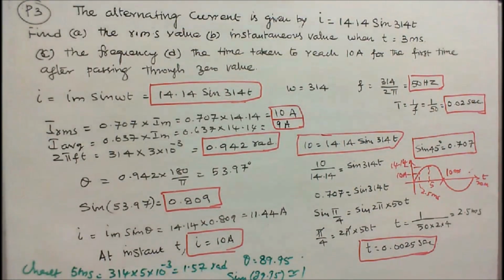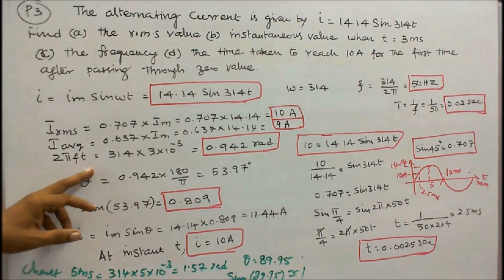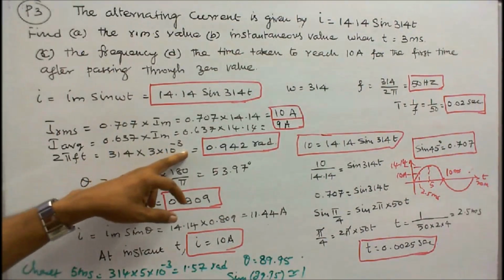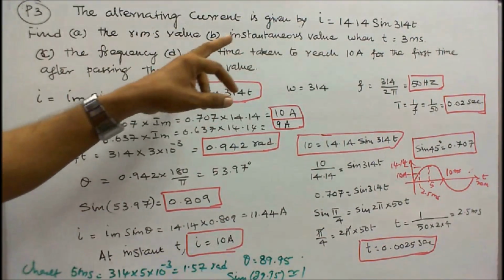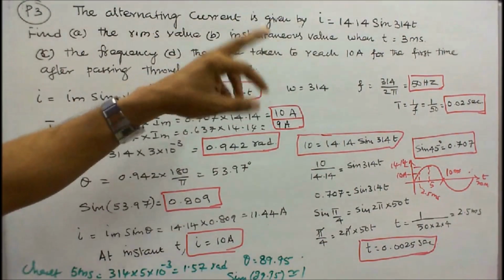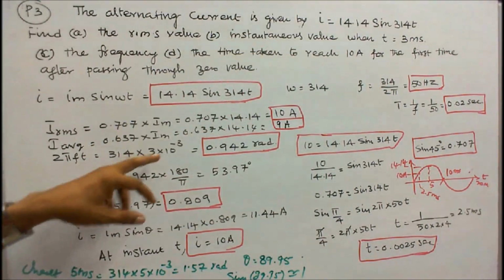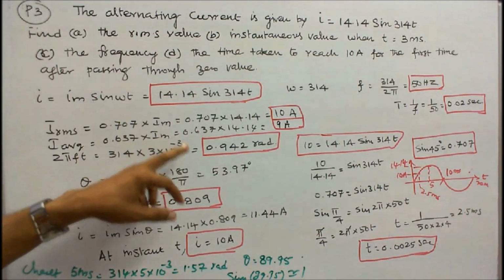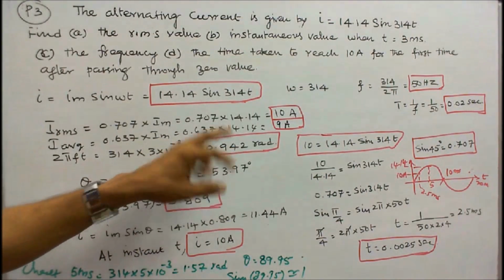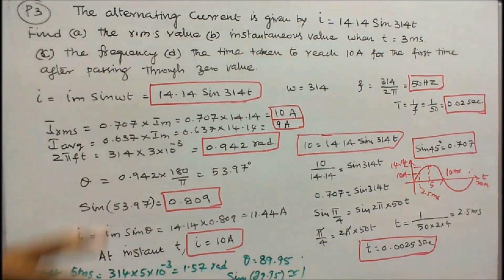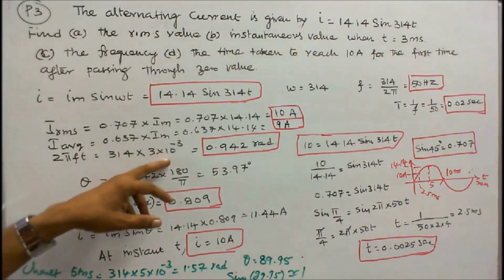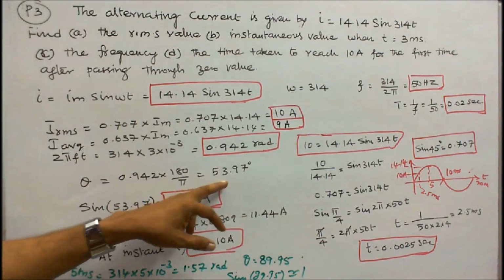The next is omega t, 2 pi ft, that is equal to 314 into 3 into 10 power minus 3. That is the instantaneous value when t is equal to 3 milliseconds. Here 3 milliseconds is given. I can find 314 into 3 into 10 power minus 3, that is equal to 0.942 radians. I have to convert it to degrees. Theta is equal to 0.942 into 180 by pi, that is equal to 53.97 degrees.